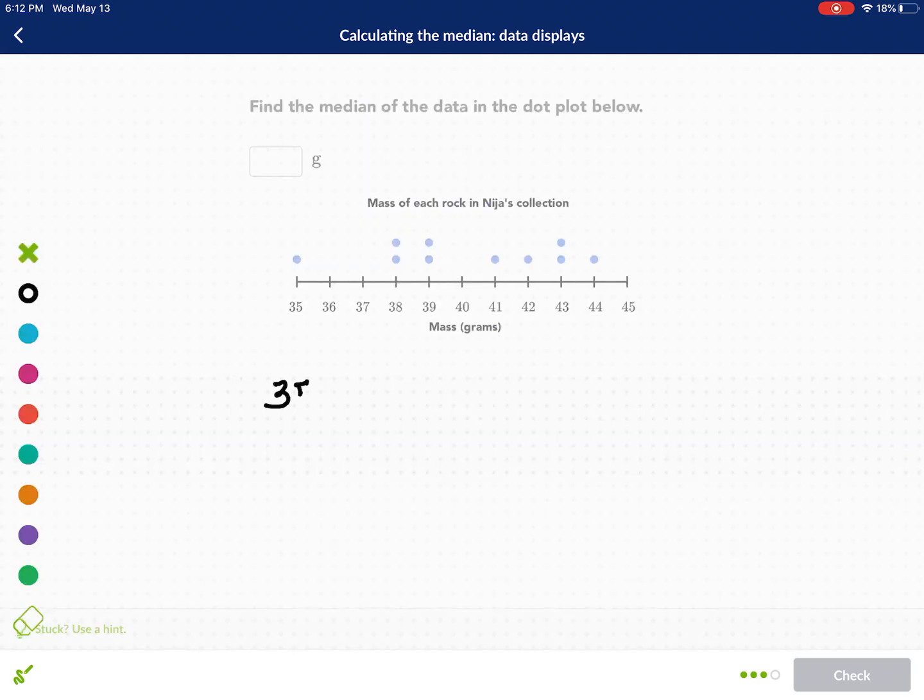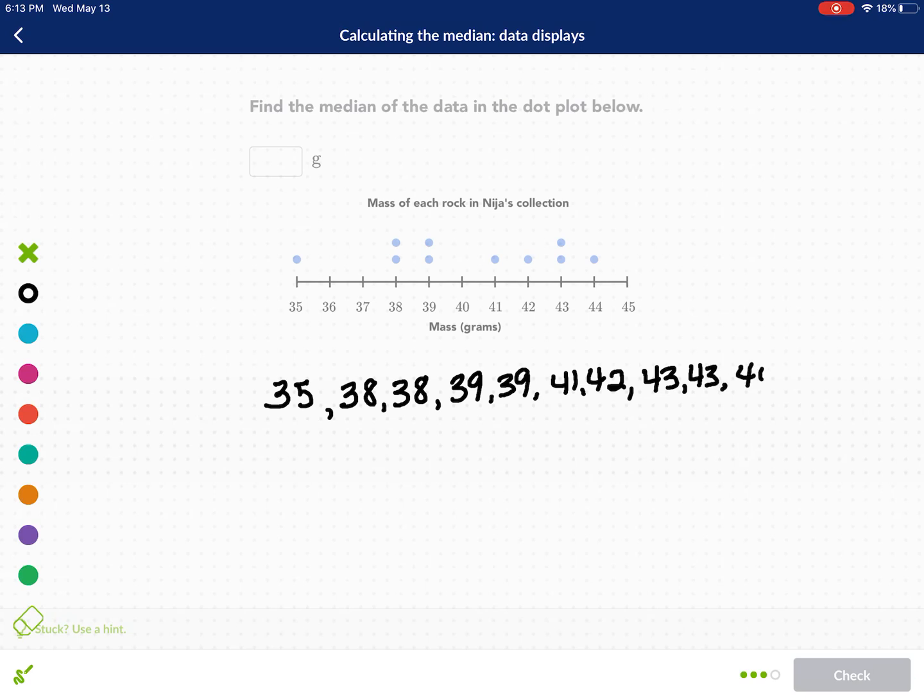So 1 rock is 35. 2 of 38. 2 of 39 grams. 41, 42, 43, 43, 44, 44. All right, so we have 1, 2, 3, 4, 5, 6, 7, 8, 9, 10.